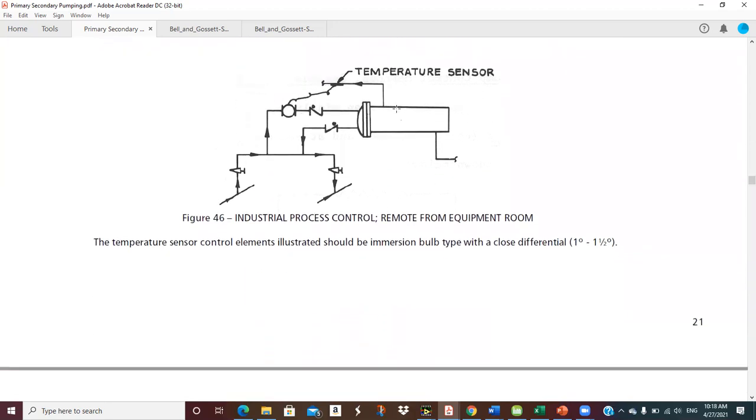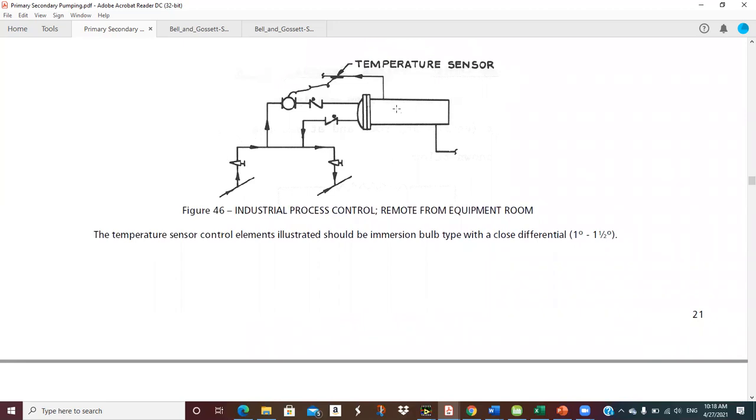Here's one. Industrial process control, remote from the equipment room. So we've got a fluid out in the plant that we need to heat. So what is this? A shell and tube heat exchanger. And so I've got my hot primary water over here. I've got a crossover, so I can pull some up. I've got a temperature sensor on this fluid leaving the heat exchanger.